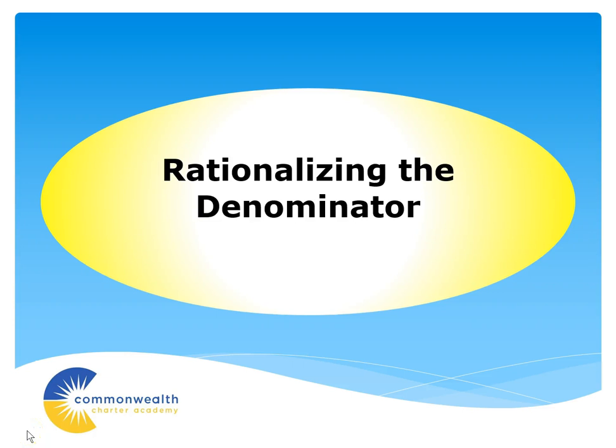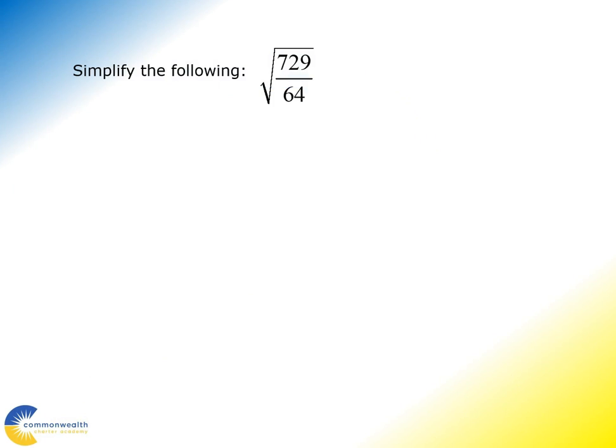In this video, you're going to review how to simplify instances where you have radical expressions in the denominator, and the process for doing that is known as rationalizing the denominator. Before we get started into that, though, let's do a couple of review problems. Start off by first simplifying the following radical.